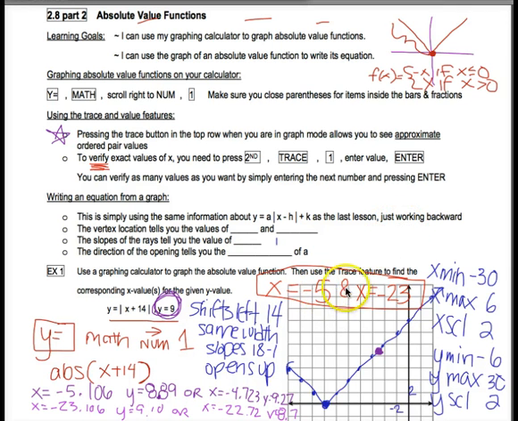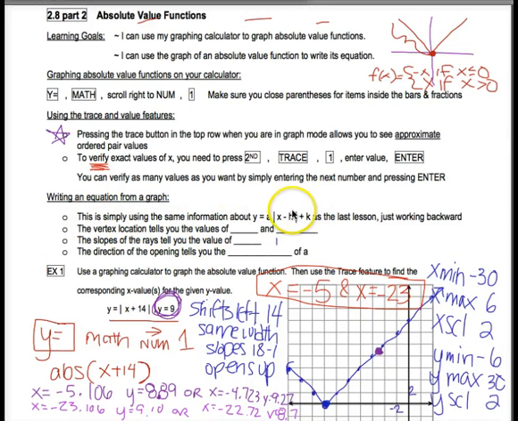So you can verify multiple problems at the same time. All right, so that is how to use our graphing calculator, trace and second trace features, and how to graph absolute values. Our second learning goal is, I can use the graph of an absolute value function to write its equation. And in order to do that, we are looking at working backward again.